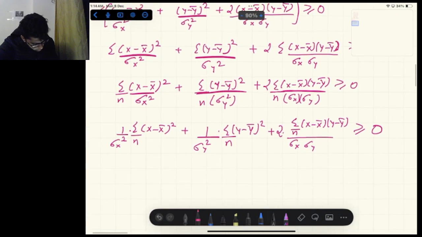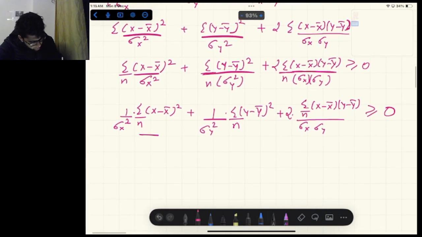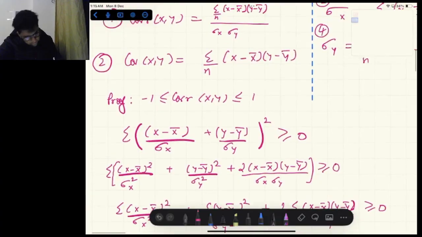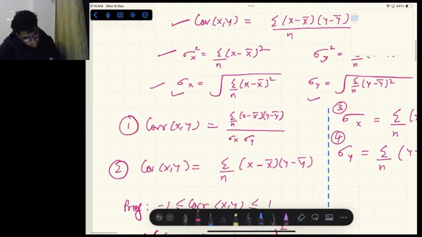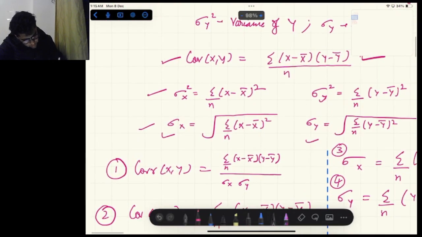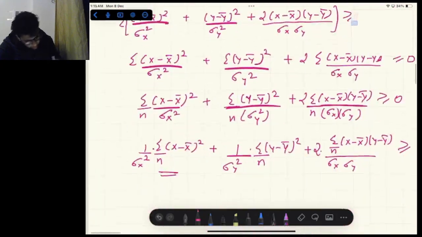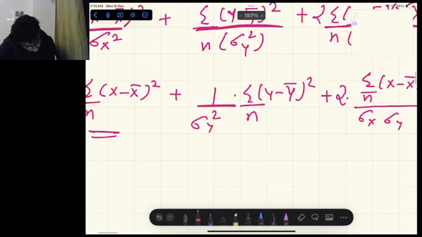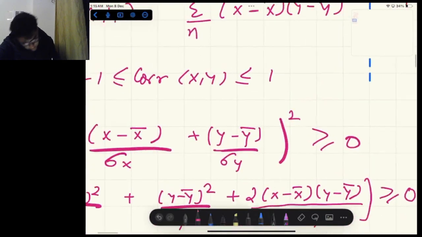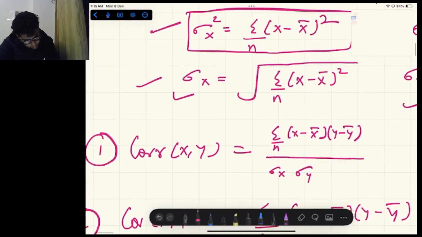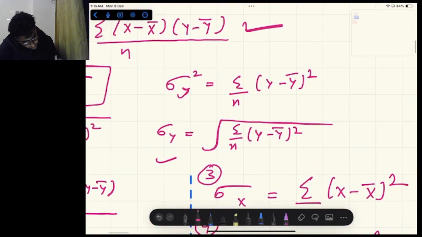Now let me zoom out. So what is this term? Sigma by n x minus x bar whole square. What is this term? This term is the variance of x. What is this second term? This second term is this term, only this term. This term is sigma y minus y bar whole square. So this term is the variance of y.